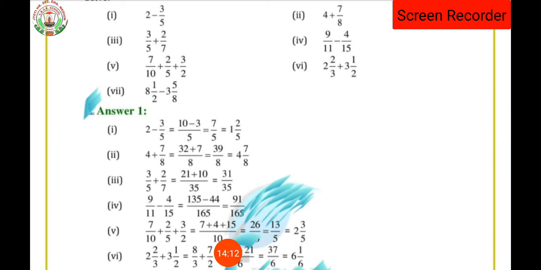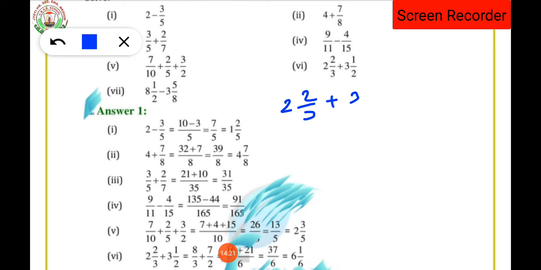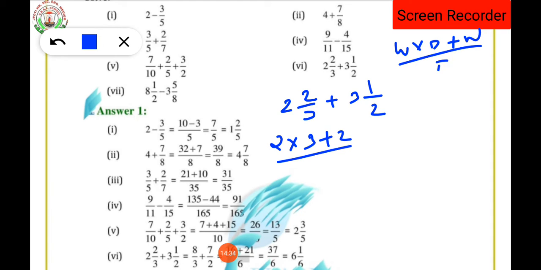Then the seventh part you can do on your own. So what is the question of the sixth part? Part is 2 2 by 3 plus 3 1 by 2. Okay, we have to change the mixed fraction form into an improper fraction. How to change? That is whole into denominator plus numerator upon denominator. This is the formula. Do you remember that? Whole into denominator plus numerator upon denominator, where whole is 2, denominator is 3 and numerator is 2.